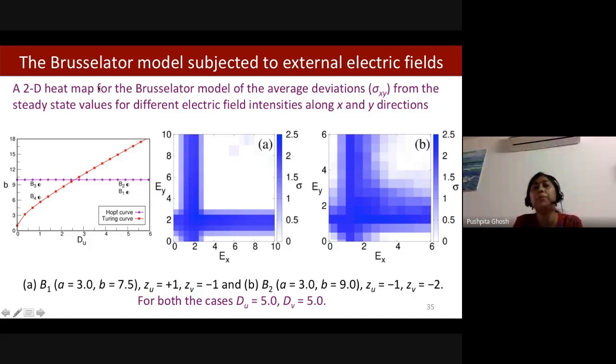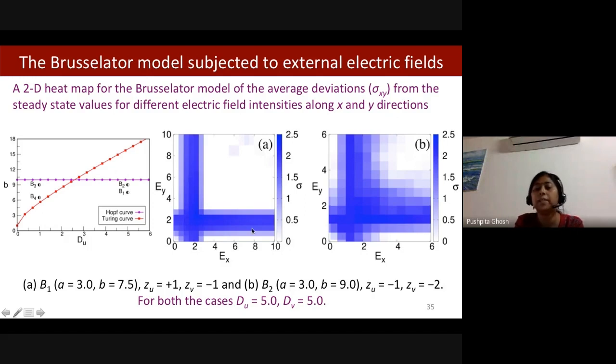So the same thing, we plot the 2D heat map of this average deviation from the steady state, and we could see there is, for the point b1, which was kind of away from the bifurcation line, a very small region of both Ex and Ey where you could see the patterns, but when we increase the strength of this electric field, we don't see any pattern.